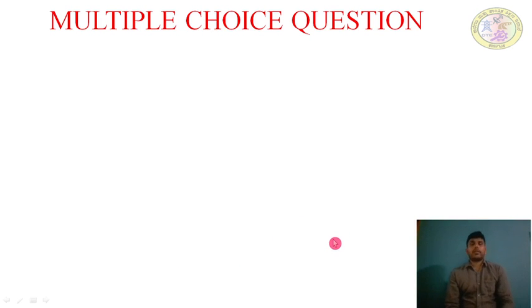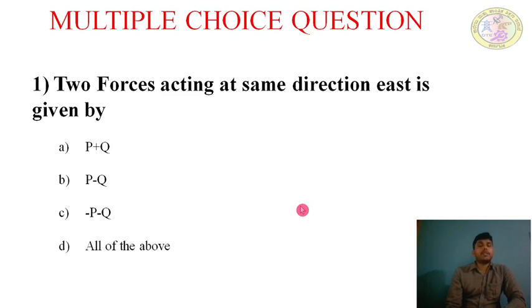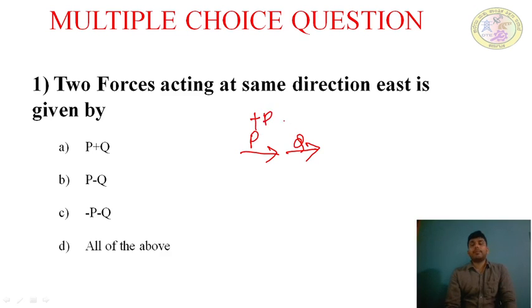Multiple choice question. Let us study one by one. Two forces acting in the same direction, east, are given by: P plus Q, P minus Q, minus P minus Q, or all the above. Both forces are moving in the direction of east, so they are positive. Suppose this is P and this is Q. Both are positive, plus P and plus Q, so the resultant will be P plus Q. The option P plus Q is there. This is the answer.